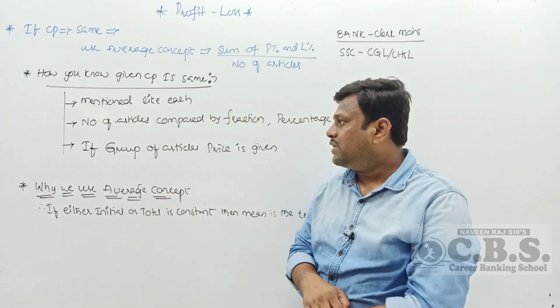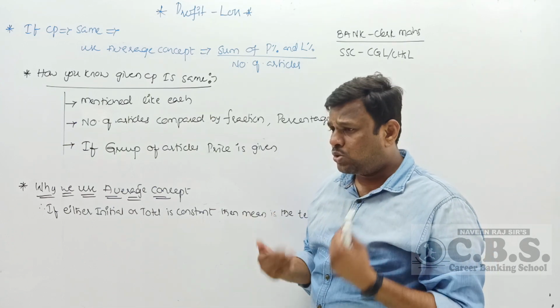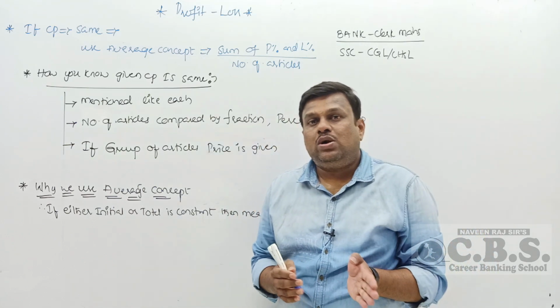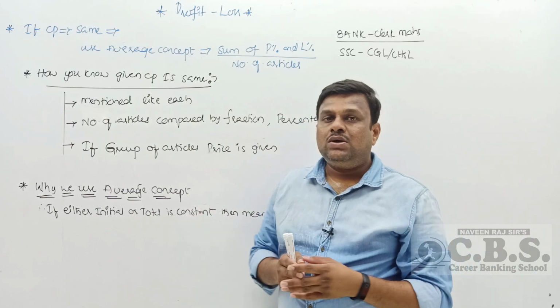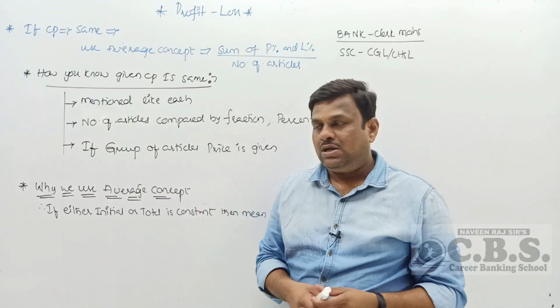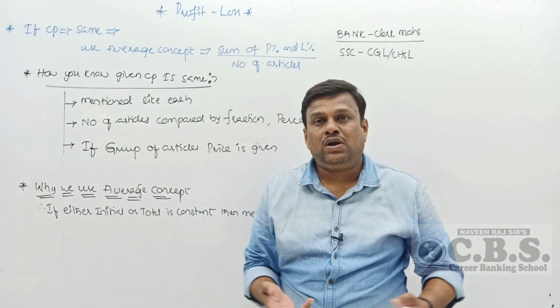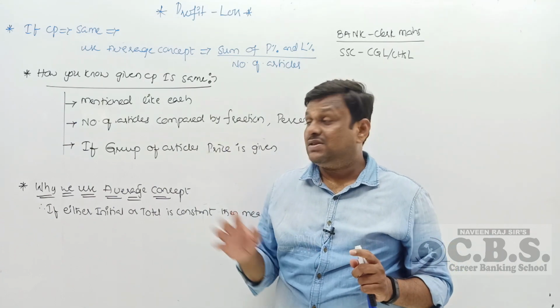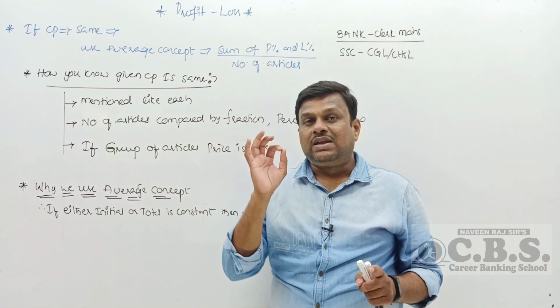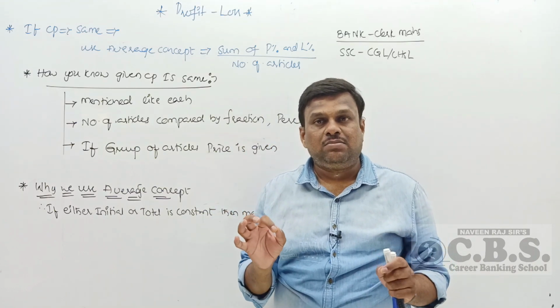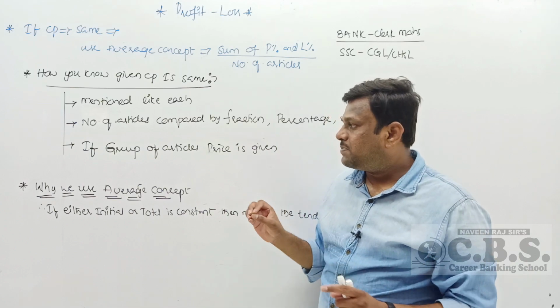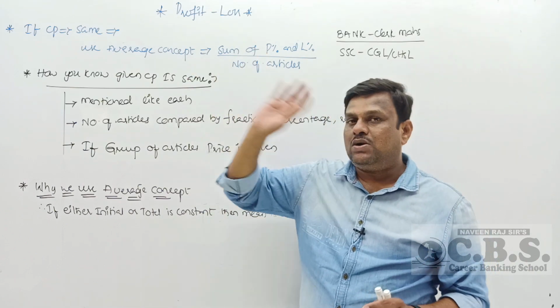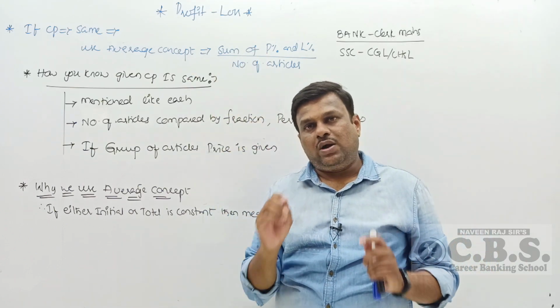And the third one: if a group of articles' price is given, like 200 articles purchased at a certain price, 200 articles, 300 articles, 400 articles specifically mentioned, definitely the cost price is same. These are the three major points by which you can easily notice the cost price is same in a given question. If cost price is same, we use this concept to answer in just a single line.